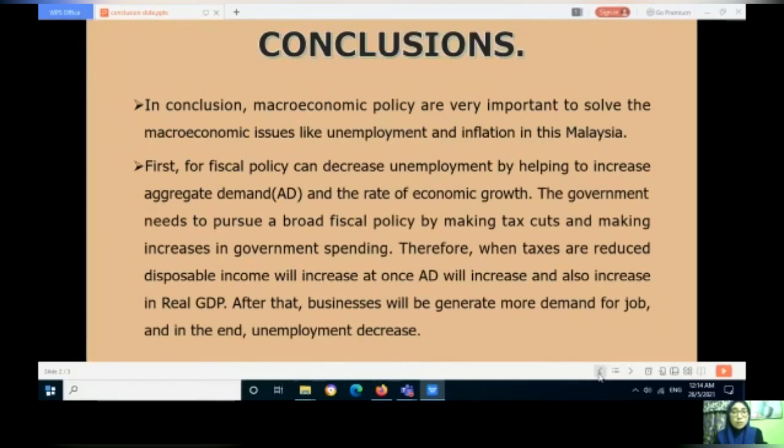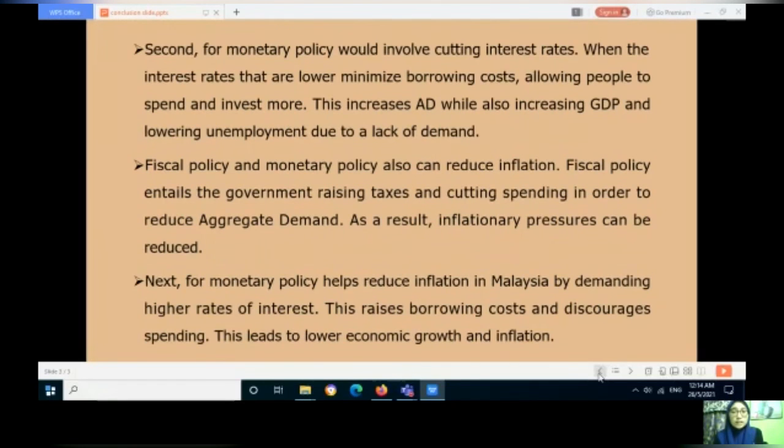Second, monetary policy will involve cutting interest rates. When interest rates are lower, borrowing costs are minimized, allowing people to spend or invest more. This increases aggregate demand while also increasing GDP and lowering unemployment caused by a lack of demand.